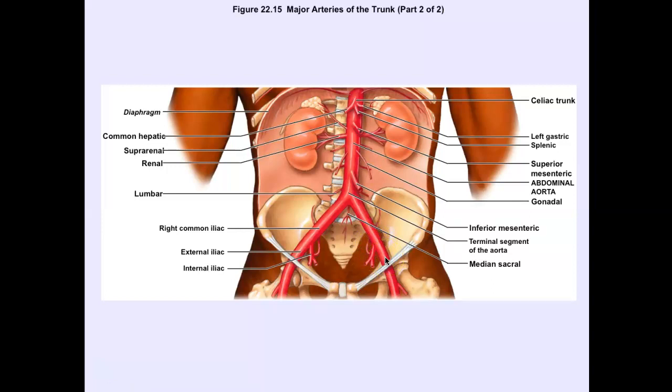Now, here's another little name switch. So I'll mention this again when we look at the leg. Right here, we have our gray structure. You should recognize this as your inguinal ligament. So above the inguinal ligament, we have the external iliac artery. When it crosses that inguinal ligament, it changes name to femoral artery.